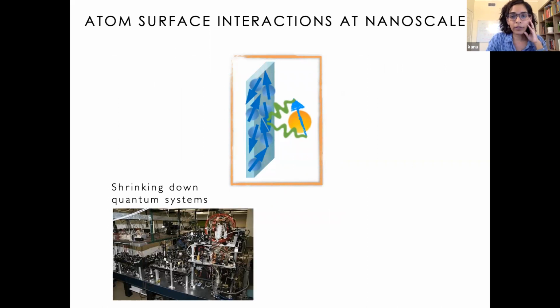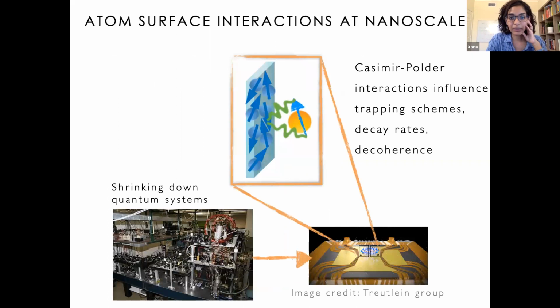Okay, now where do these forces become relevant as we shrink down our quantum optical system? Again, take all these big bulky optical elements and try to fit them on a chip. We run into atom-surface interactions at nanoscales, right? And in such a scenario, these Casimir-Polder interactions influence how we trap our atoms, how our atoms decay, and how they decohere. So they're mostly a nuisance that we would like to control.